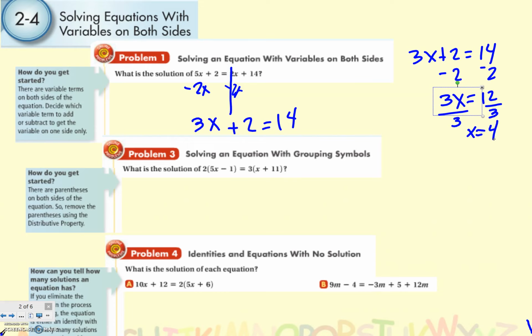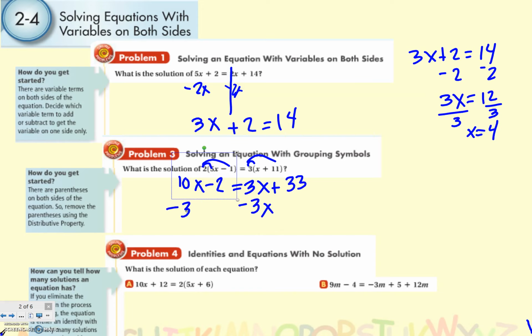Now if you look at the next one, which is an equation that also has variables on both sides, but it throws in grouping symbols. So before we can actually solve the problem, we have to distribute. So remember that you distribute the number on the outside to everything on the inside. So this gives us 10x minus 2 equals 3x plus 33. And then again, we want to get the variables together.